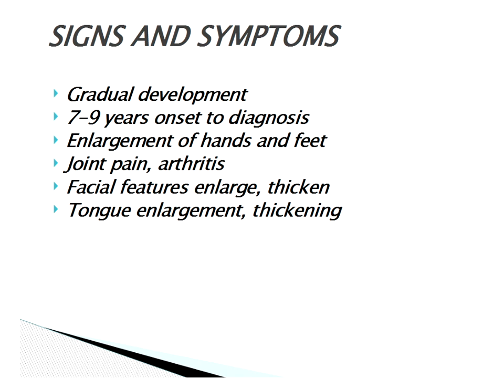Here we're talking about acromegaly. There's enlargement of the hands and the feet. All of a sudden, the hats and shoes and gloves don't fit like they used to. They have severe joint pain and develop arthritis. Their facial features enlarge and thicken. Their tongue can enlarge and thicken, and the symptom you would expect from an enlarged tongue would be difficulty in speech. It's called dysphagia.